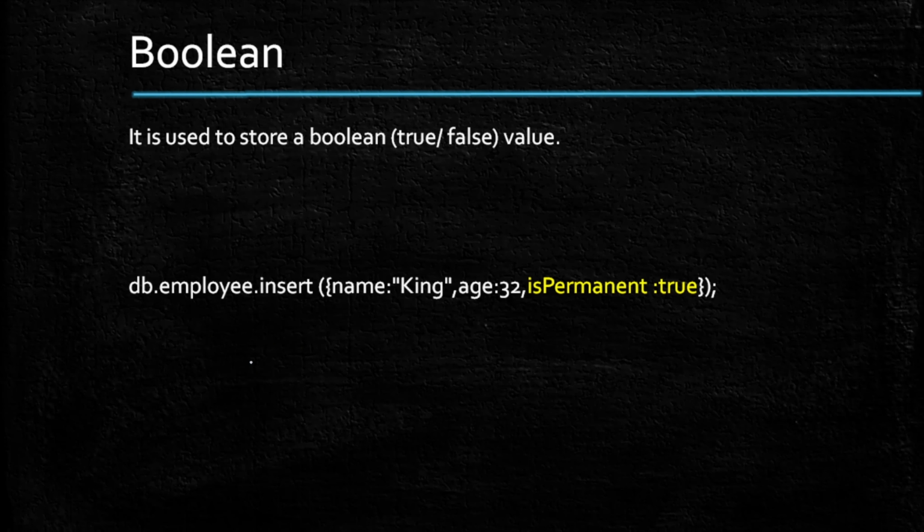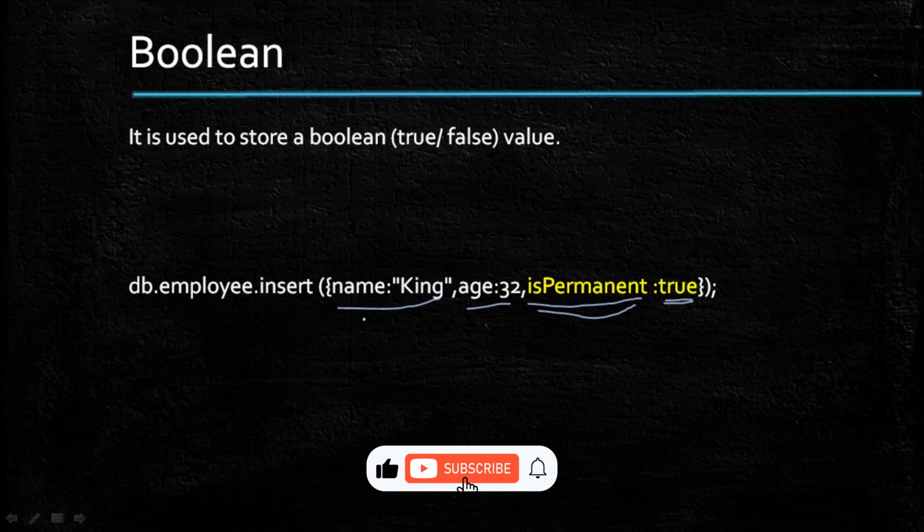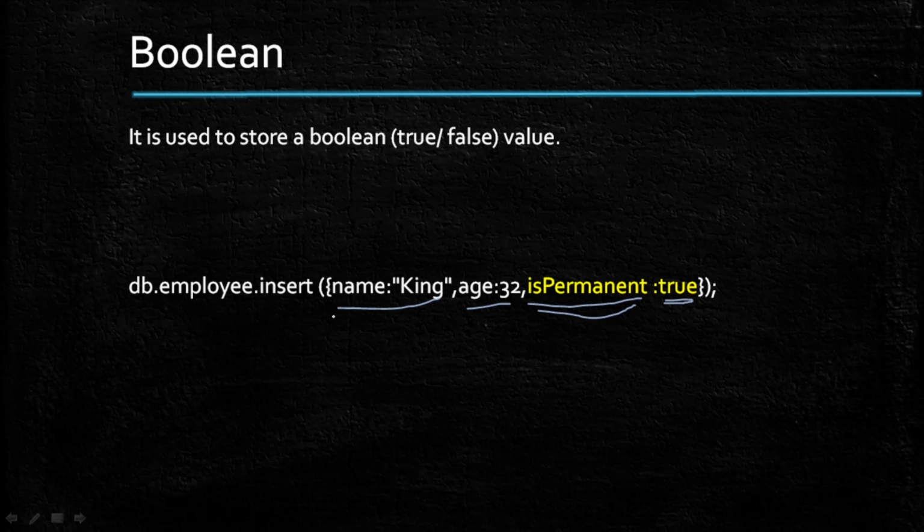Next is Boolean. It is used to store Boolean values such as true or false. You can see in this example I have highlighted the line is permanent and I have assigned the Boolean value true. In this example, employee name is King, age is 32, is permanent is true. That means King is working in our company in a permanent role. And the same document I have inserted into the employee collection.